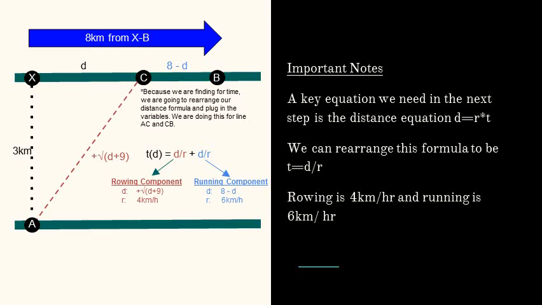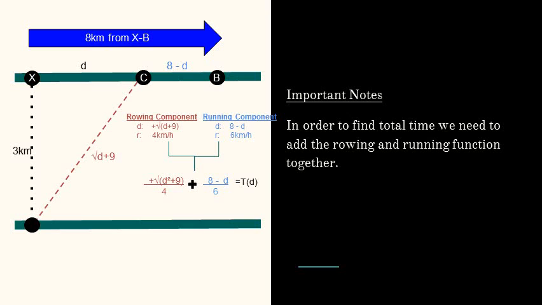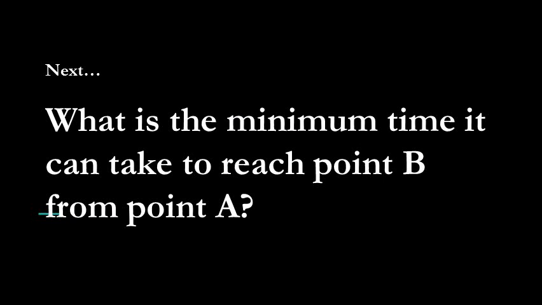In order to find our total time, we need to add together our rowing and running equations. Once you do so, you arrive at T of d equals positive the square root of d squared plus 9 over 4, plus 8 minus d all over 6. Now that we have figured out our function, we need to answer the question: what is the minimum time it will take to reach point B from point A?